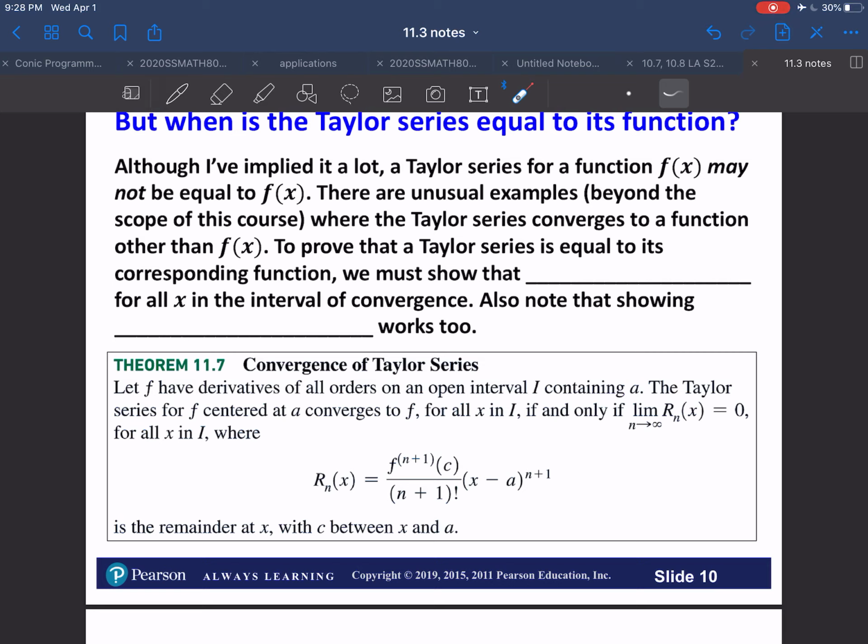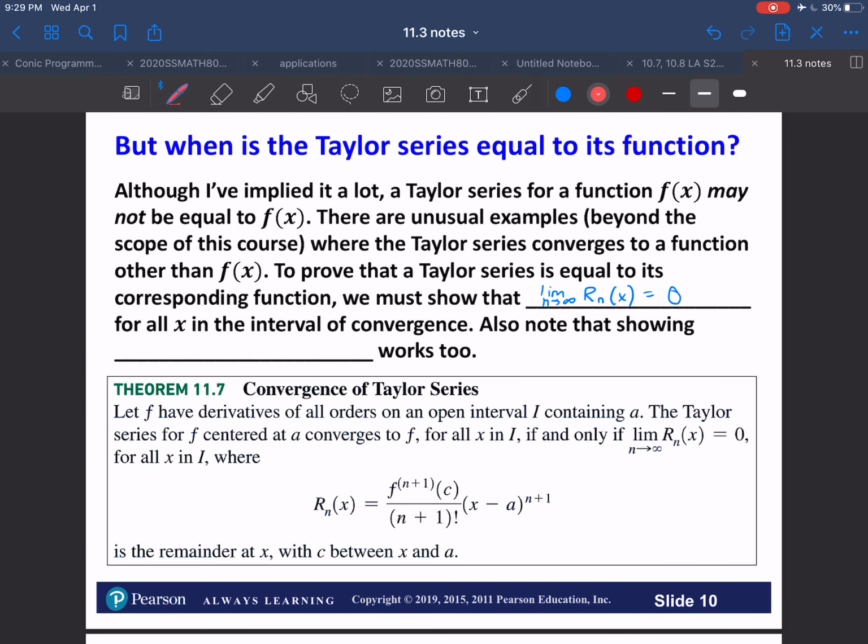But in order to prove that a Taylor series is equal to its corresponding function, we need to show that the limit as n approaches infinity of R_n of x equals 0, where R_n is the remainder.